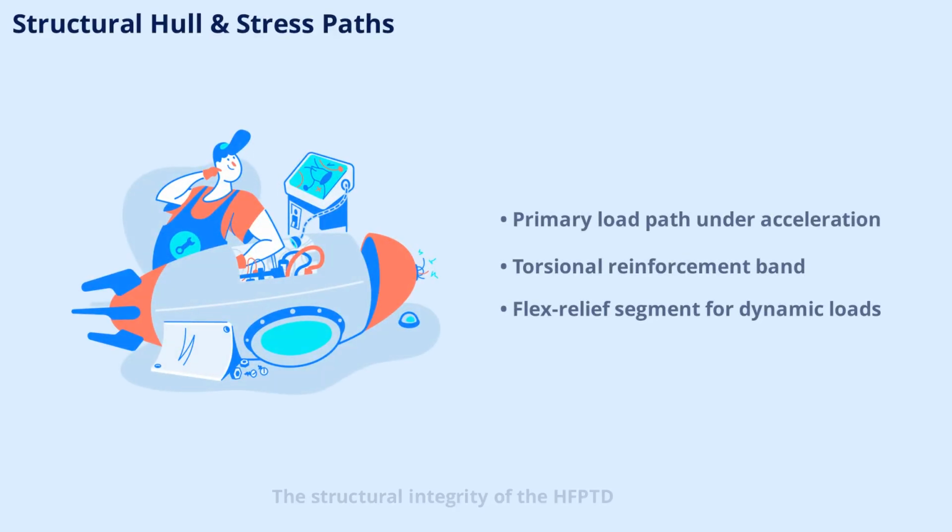The structural integrity of the HFPTD is ensured by a robust toroidal hull, reinforced with radial ribs and shear transfer webs. Stress paths are carefully mapped and managed, with flex relief segments and torsional reinforcement bands absorbing dynamic loads during high acceleration maneuvers. The hull's advanced composite materials provide both strength and electromagnetic neutrality, critical for maintaining field stability.